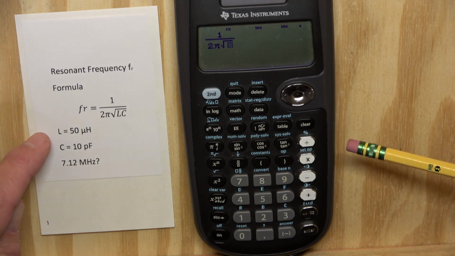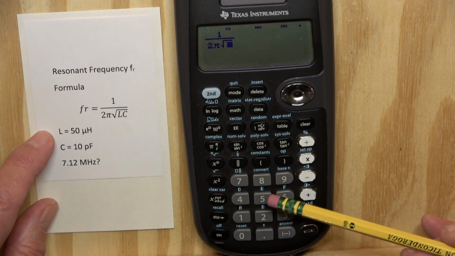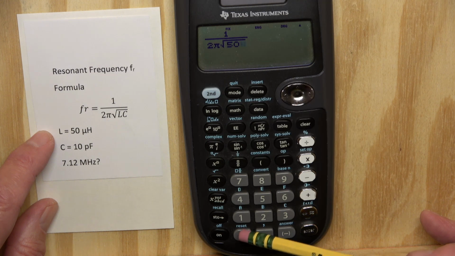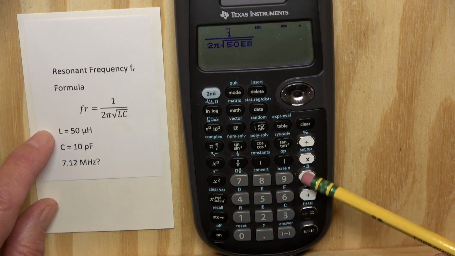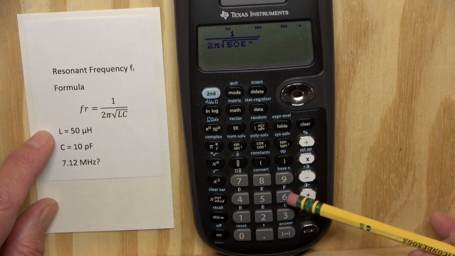Well, L is 50 microhenries. That's times 10 to the minus 6th. So we're going to put in 50 EE for exponent entry. And then this is very important. Use the negation key, not the minus key. The negation key, minus 6.